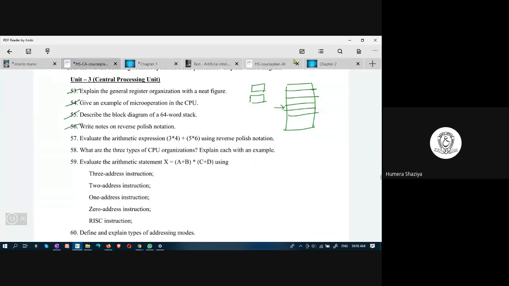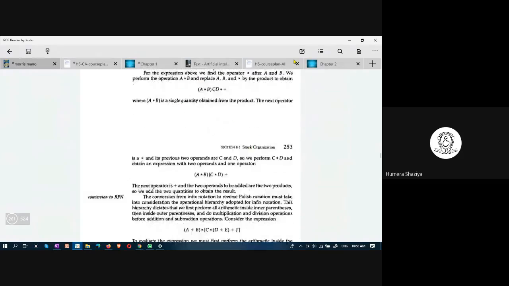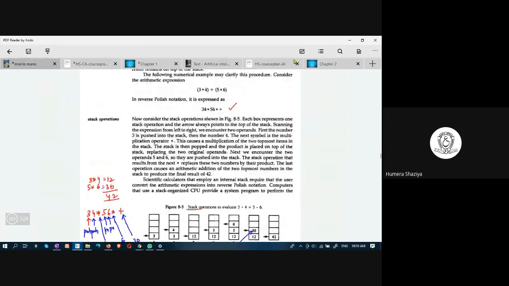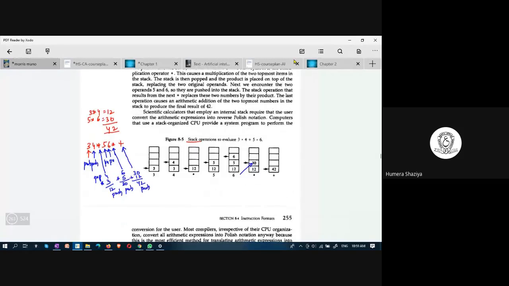Write notes on reverse Polish notation. Evaluate the arithmetic expression using reverse Polish notation. For this, you have to write the answer here. This is infix notation, this is reverse Polish notation, and you show how you evaluate this statement using the stack. That is the evaluation.